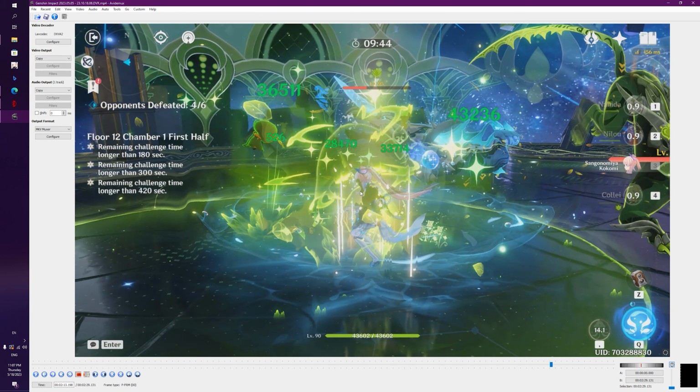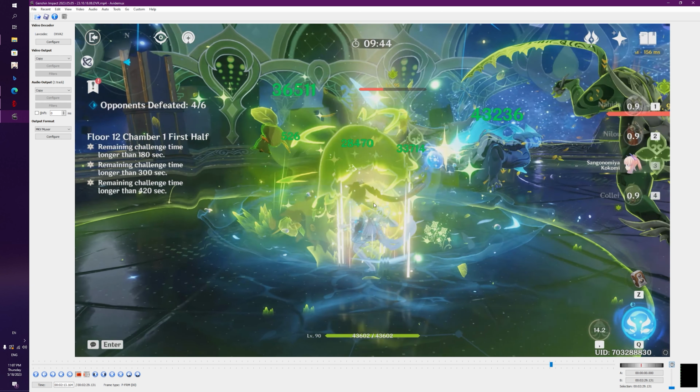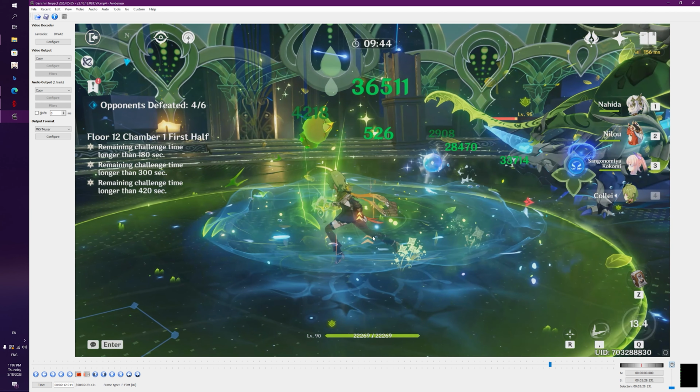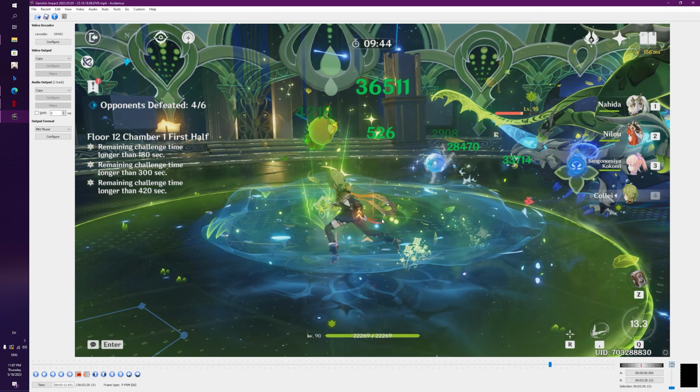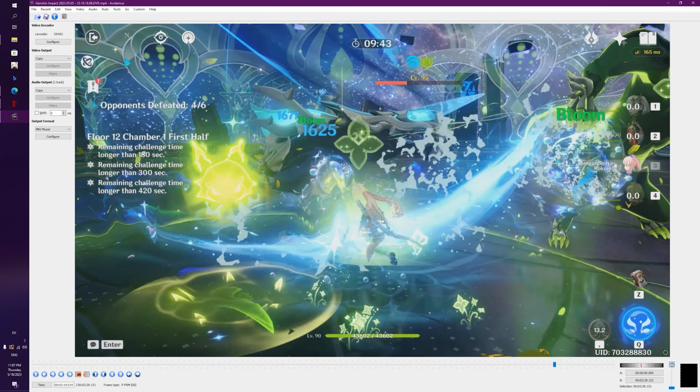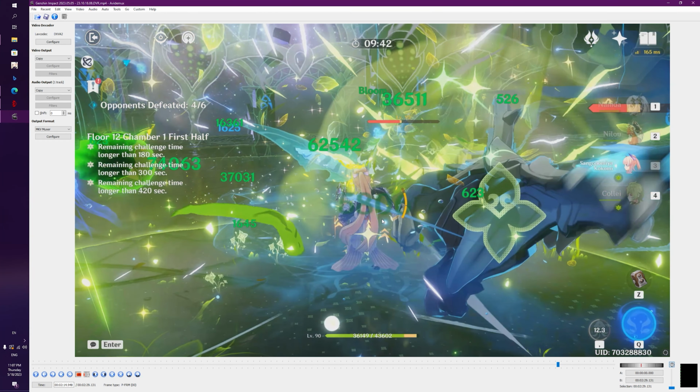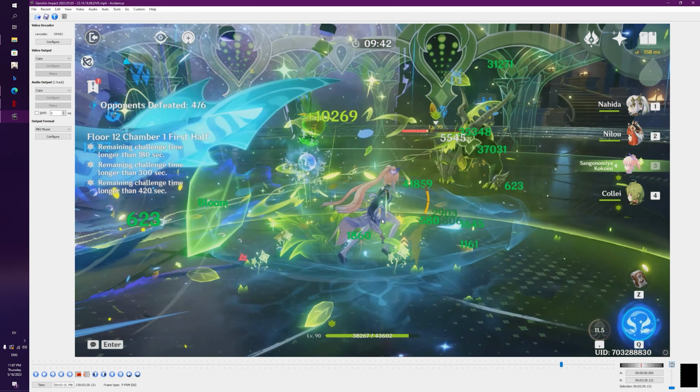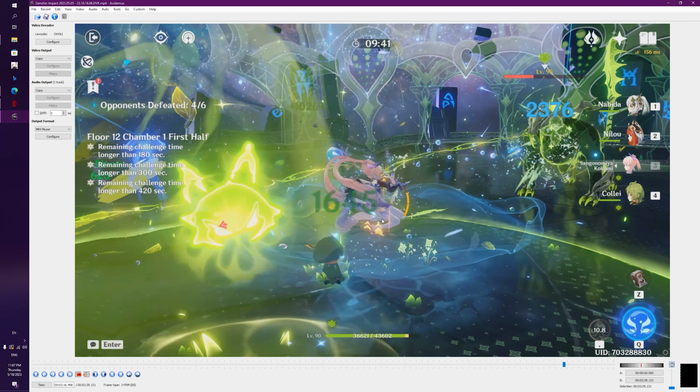You can see the floral ring is still active on her. Here's Collei, here's the floral ring. Its visuals aren't very clear, but you can see it is still active. And at this point, nope, it's still there. It's just crazy how long this thing lasts. At this point, it's completely gone.